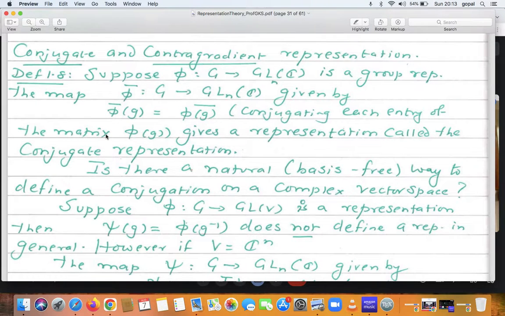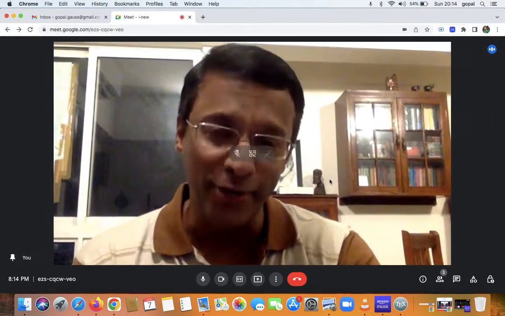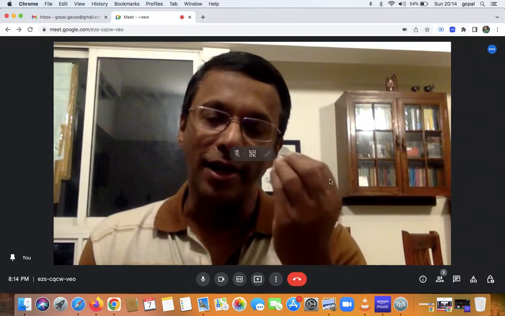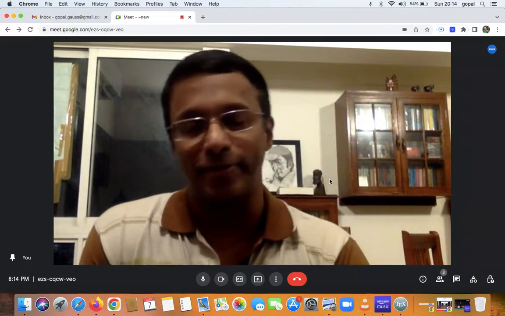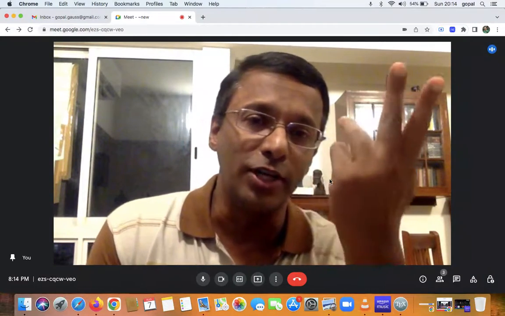This is called the conjugate representation. This is obviously a group representation because complex conjugation respects addition and multiplication. Now, the question is, is there a natural basis-free way to define a conjugation on a complex vector space? Now, we have seen when we were discussing complex geometry that if I just say that V is a complex vector space, there is no natural way to define a conjugation operation.